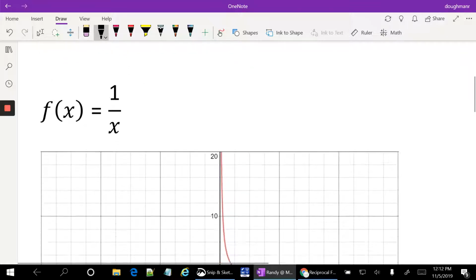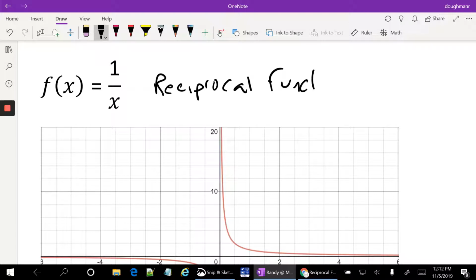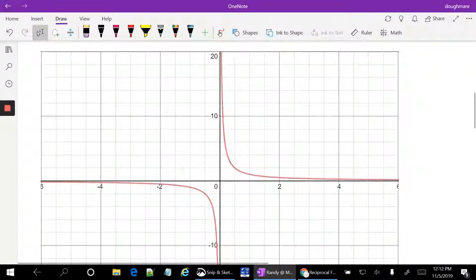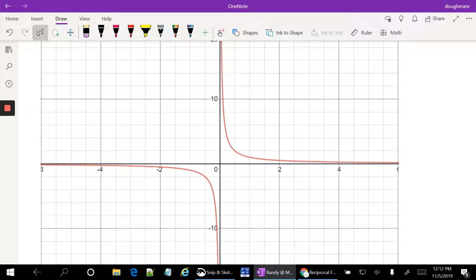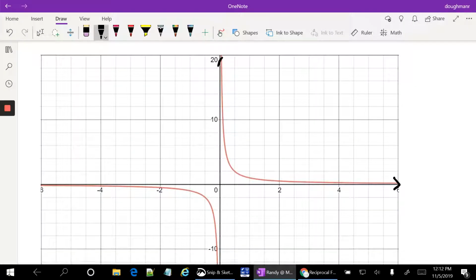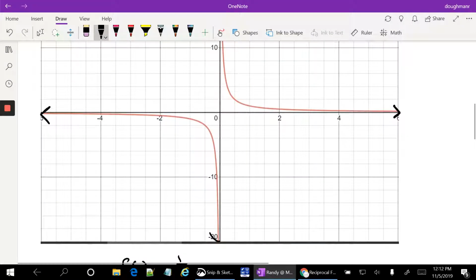Now, we're going to look at this function called the reciprocal function, and we're just going to analyze it the best we can. You'll see I've got a graph here. The reciprocal function looks like that. So that's the basic, just 1 over x. And I believe these parts of the graph go on forever, so those are some arrows that we have to analyze.